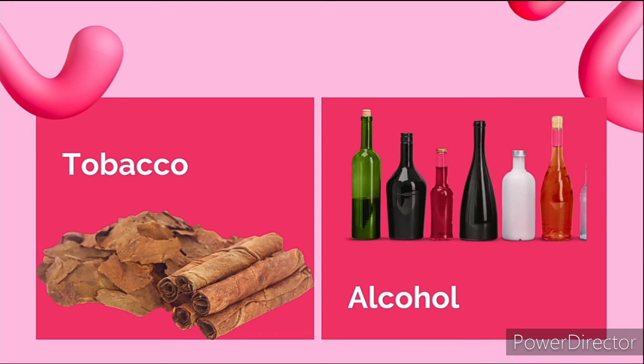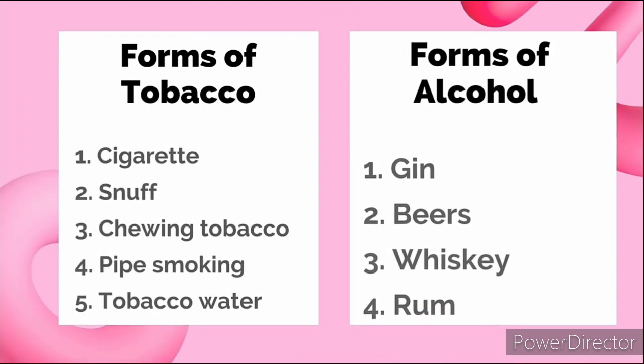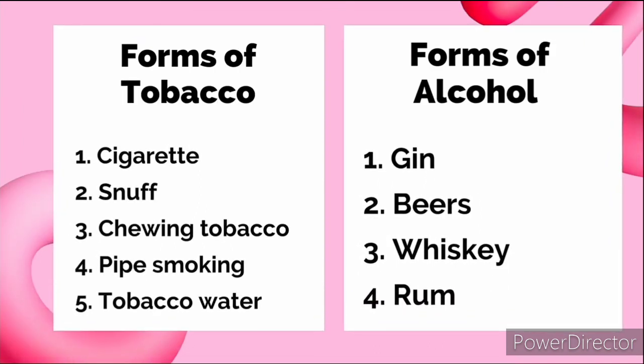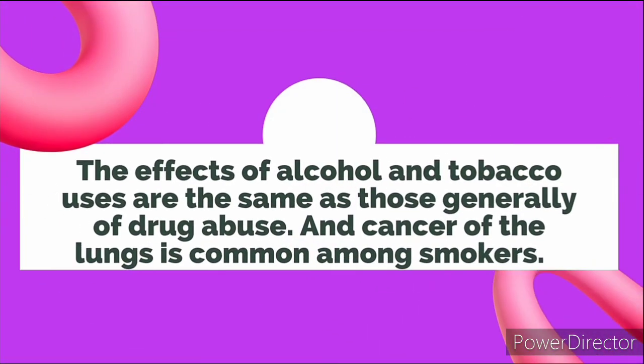We have various forms of tobacco and alcohol. Forms of tobacco include cigarettes, snuff, chewing tobacco, pipe smoking, and tobacco water, and forms of alcohol include gin, beers, whiskey, and rum. Now, I wonder why people take these chemicals. They are very dangerous to our health and they are still taken by a lot of persons. The effects of alcohol and tobacco uses are the same as those generally of drug abuse. Also, cancer of the lungs is common among smokers.